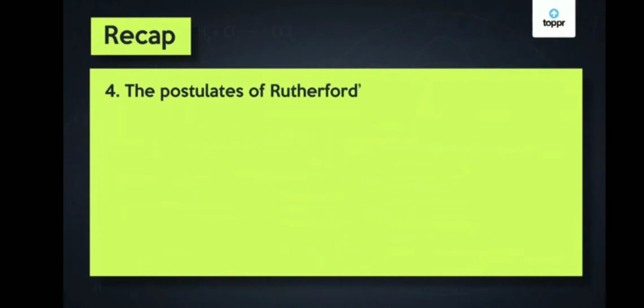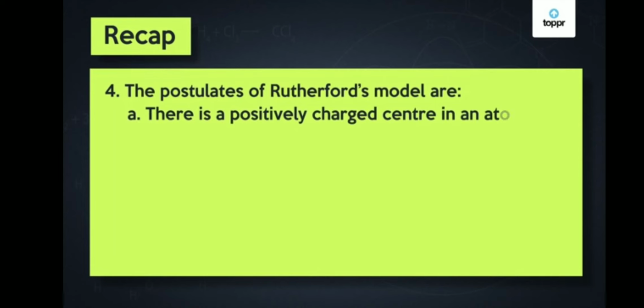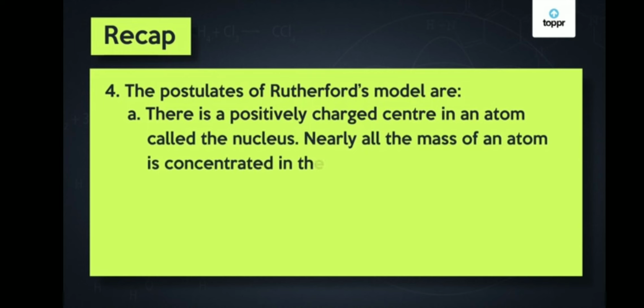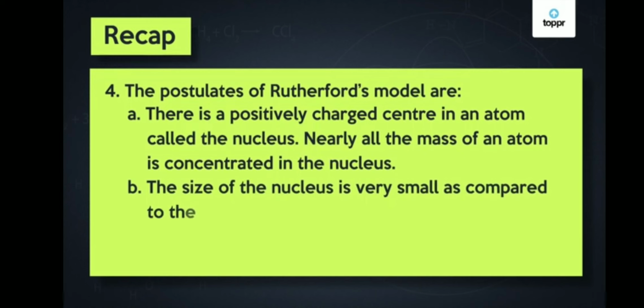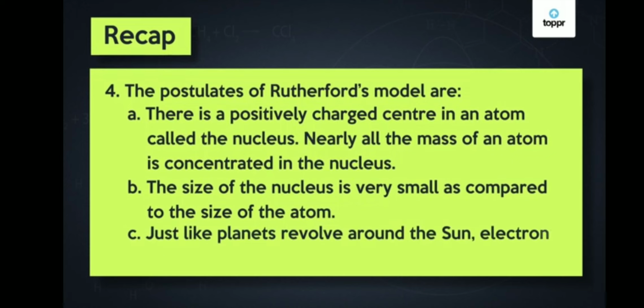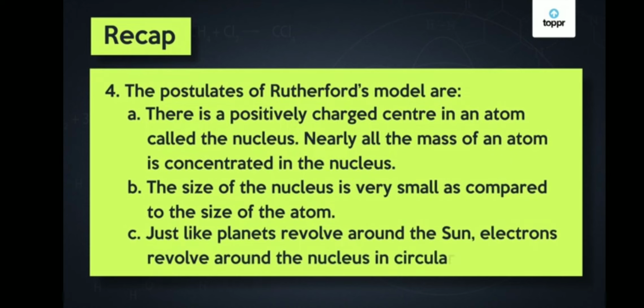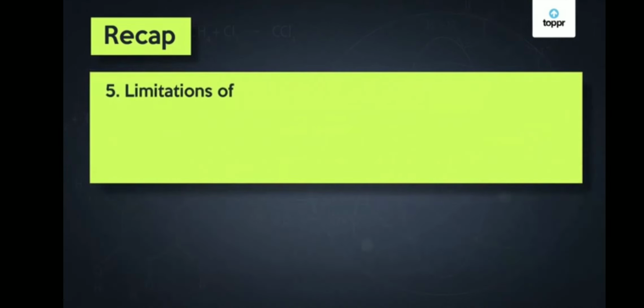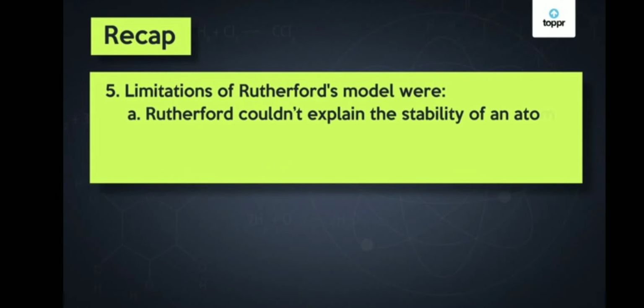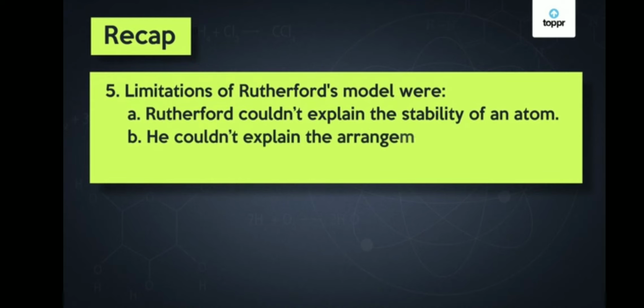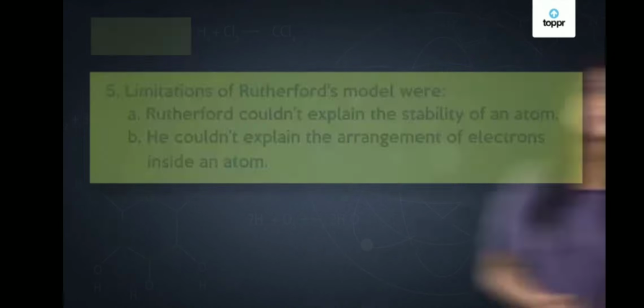The postulates of Rutherford's model are: there is a positively charged center in an atom called the nucleus. Nearly all the mass of an atom is concentrated in the nucleus. The size of the nucleus is very small as compared to the size of the atom. Just like planets revolve around the sun, electrons revolve around the nucleus in circular orbits. Limitations of his model were: Rutherford couldn't explain the stability of an atom. He couldn't explain the arrangement of electrons inside an atom.